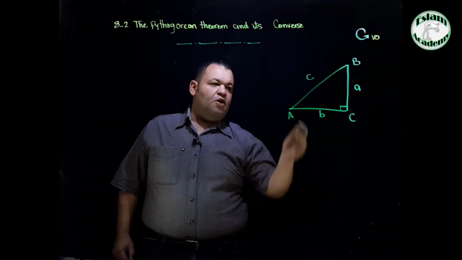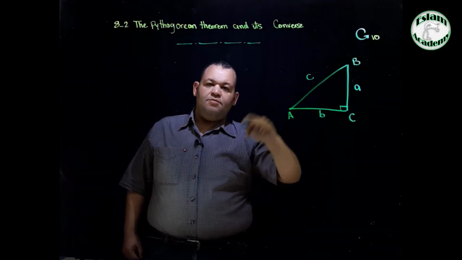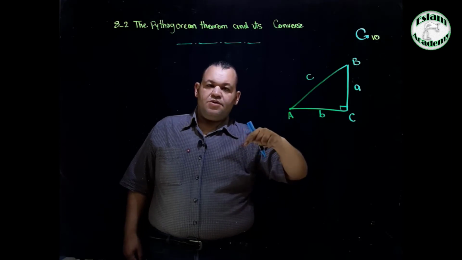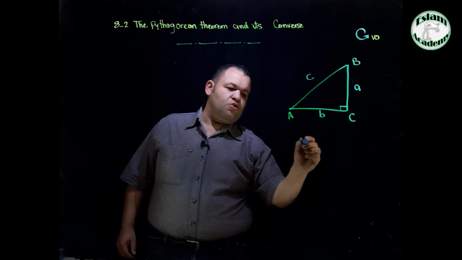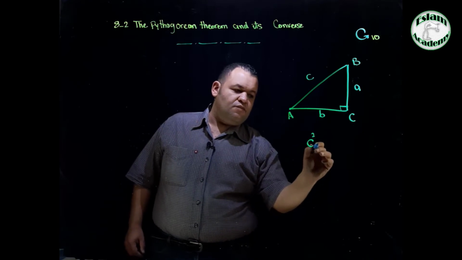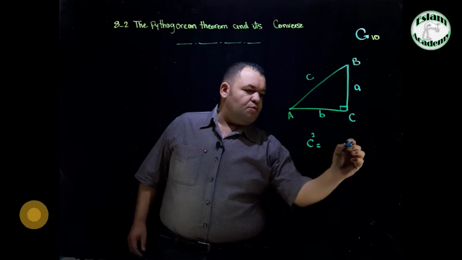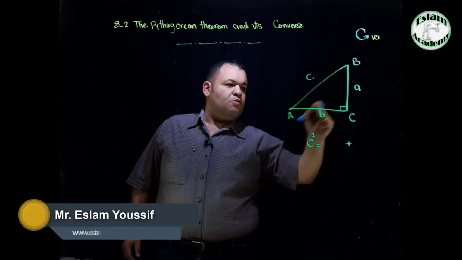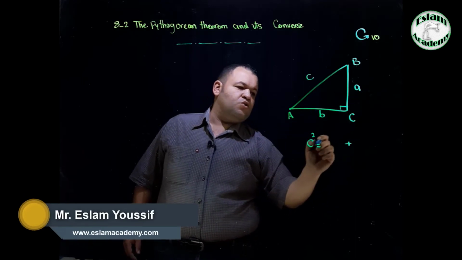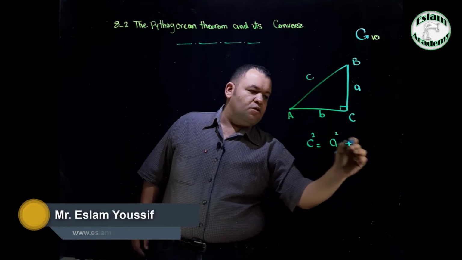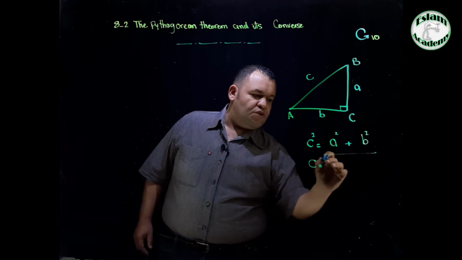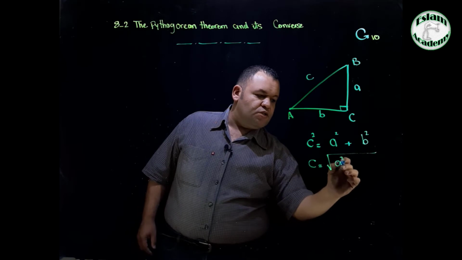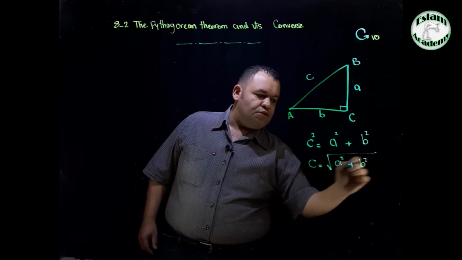As we know, the area of a square is equal to the side times itself. So we start with c. The area of the square which is drawn on the hypotenuse equals c to the power 2, which is side times itself. It will equal the sum, meaning plus, of the two areas of the two squares which are drawn on the two legs. So it will be a squared plus b squared. This means that to find c, it will be equal to the square root of a squared plus b squared.